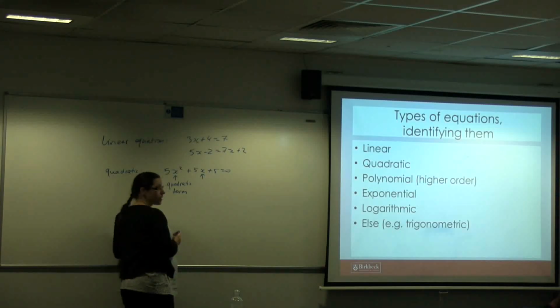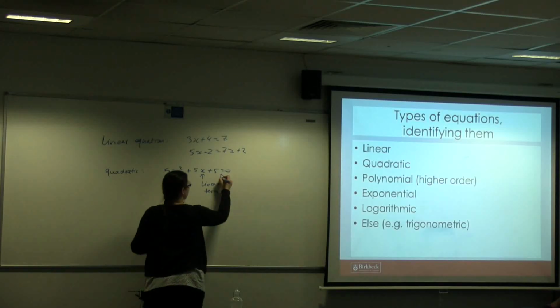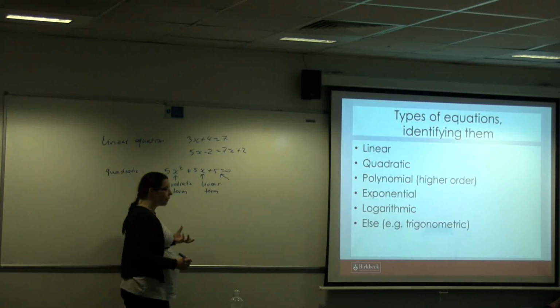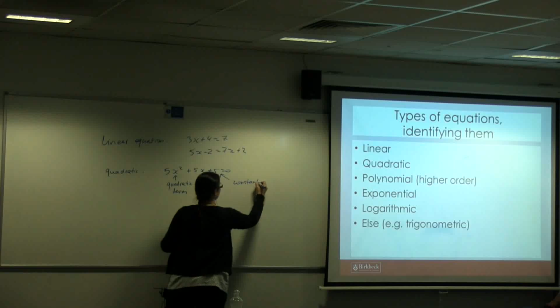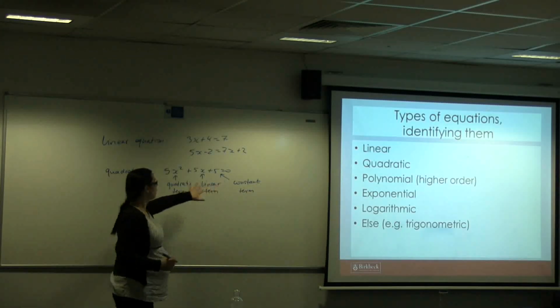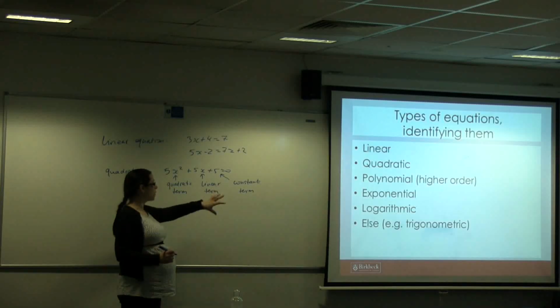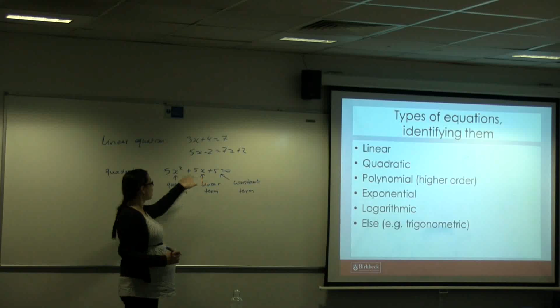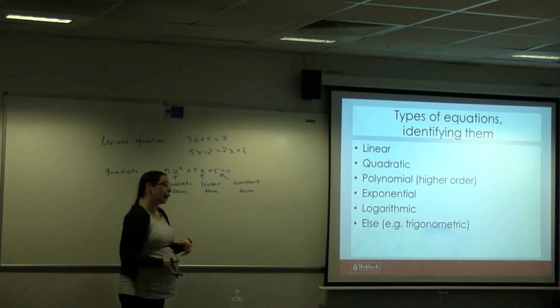Where x is to the single power, that's called the linear term. And the standalone number, that's called the constant term. Depending on if you are missing one of the terms, linear or the constant, or you have got all of the terms, you would try to solve them slightly differently.